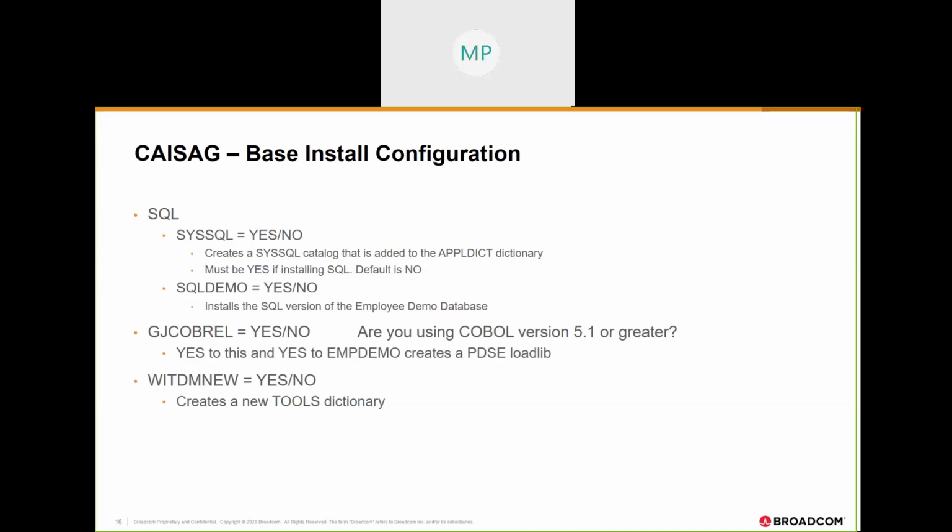GJ Cobrel is for your COBOL release, and it indicates if you're running with COBOL version 5.1 or newer. The COBOL libraries are all specified in the varb list member as well. The default for this is no. If you are using 5.1 or higher and you don't change this variable, you'll get an error during jobs 14 and 15. These jobs compile COBOL programs that are used for the employee demo databases. The JCL for these jobs changed when using COBOL 5.1 because the programs must be stored in a PDSE library. So saying yes to this will create that PDSE library and store the programs in it.